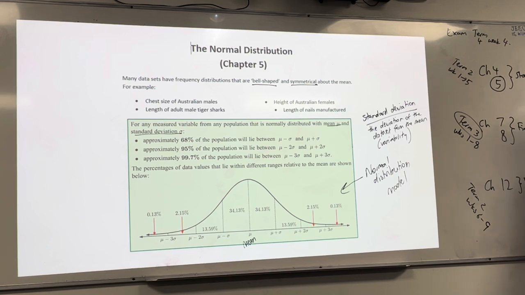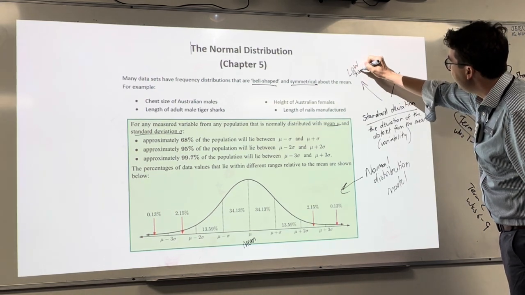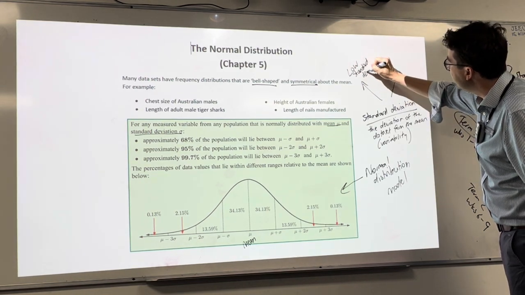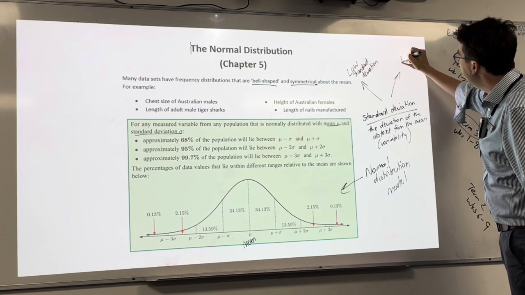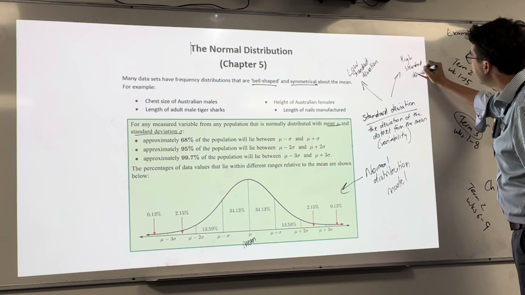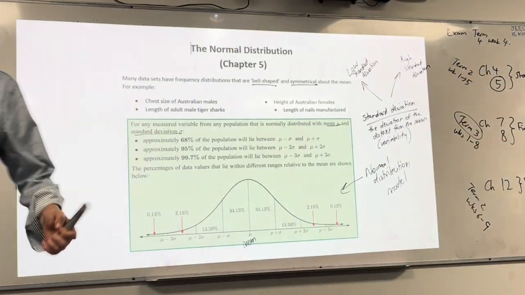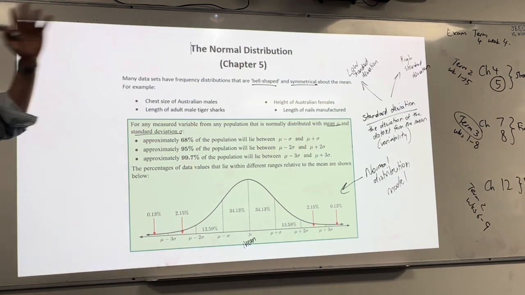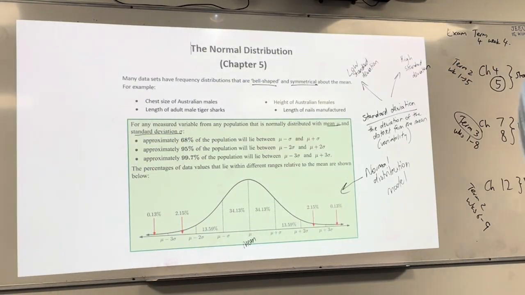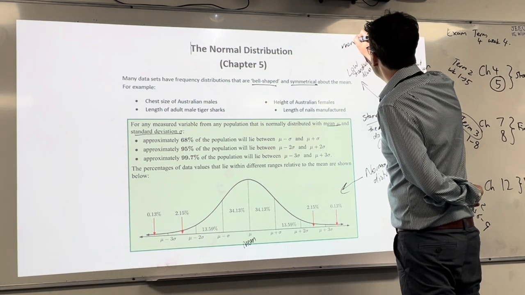It's helpful for us to know this. Low standard deviation, high standard deviation. What's the difference between a low standard deviation data set and a high standard deviation data set? Which one's more consistent? Low, yeah. So more consistent data.